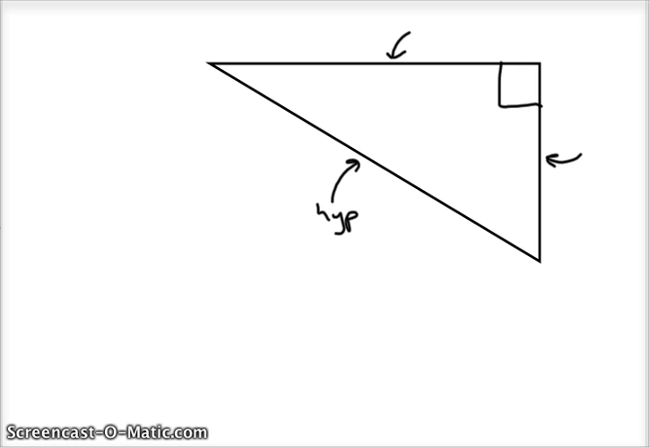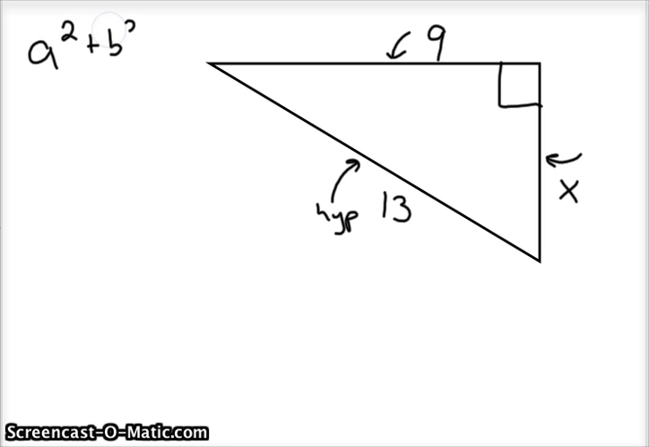Okay, so let's say this time they gave us a hypotenuse of 13. And they gave one of our legs, let's say they gave it as 9. And we want to find the other leg, and we'll call it X. So Pythagorean theorem, again, a squared plus b squared equals c squared. The only one that matters is the c squared. It has to be the hypotenuse, so we'd have 13 squared there.